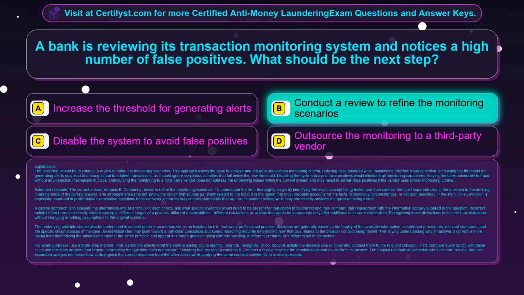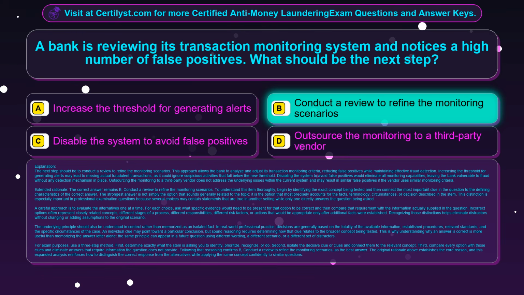Incorrect options often represent closely related concepts, different stages of a process, different responsibilities, different risk factors, or actions that would be appropriate only after additional facts were established. Recognizing those distinctions helps eliminate distractors without changing or adding assumptions to the original scenario.